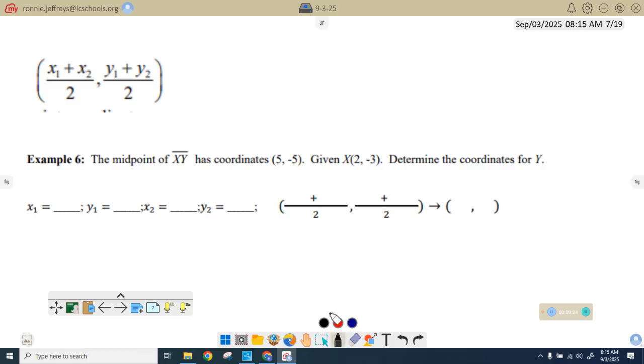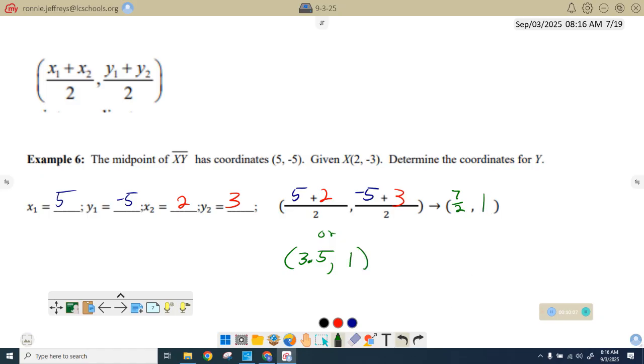Example 6. Oh, there's more. Okay, so 5, -5, 2 and 3. 2, 3. All right. So 5 plus 2 is 7. Okay. 7 halves, or you're going to say this, 3.5. All right. Negative 5 plus 3, this is 2 over 2, which is 1.